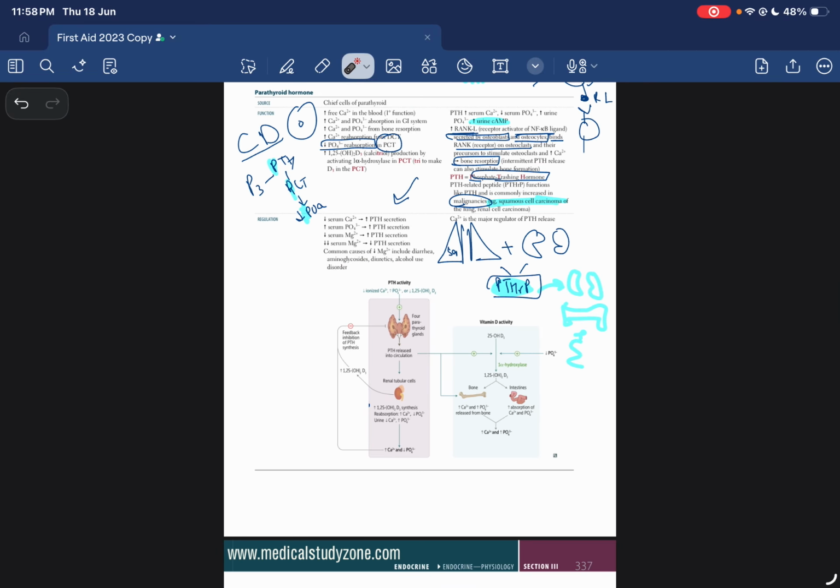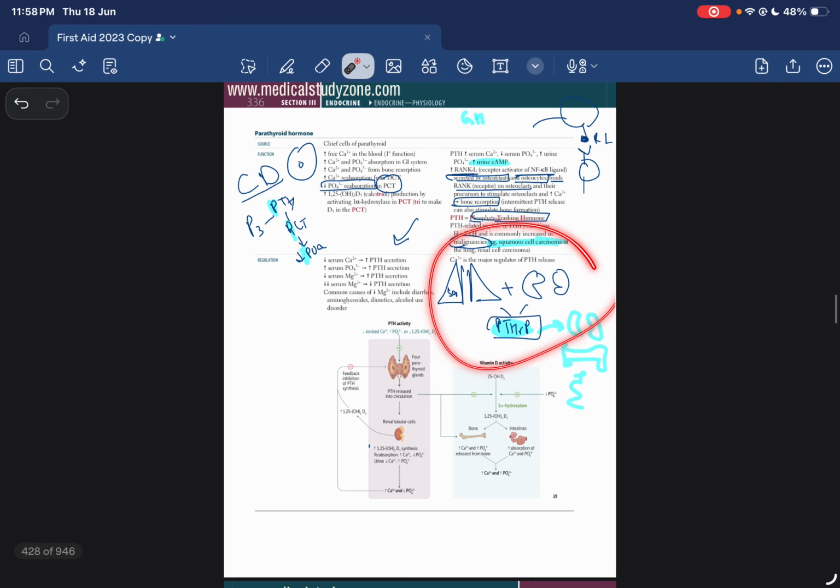So this was it for parathyroid hormone. You just have to remember this. This is very high yield: the action of parathyroid hormone on the kidney through vitamin D, and then on the kidney itself, distal convoluted and proximal convoluted. So you need to know phosphate through the proximal convoluted tubule and calcium through the distal convoluted tubule.